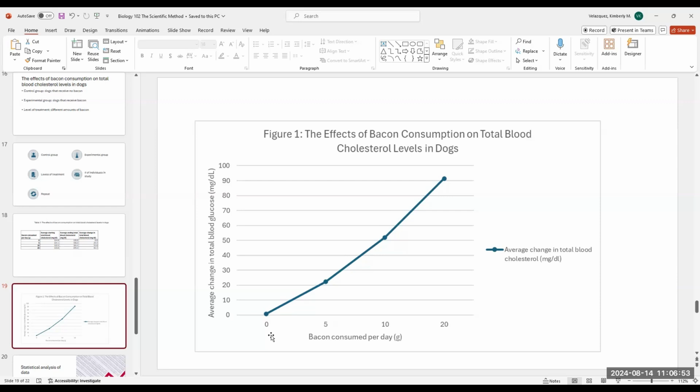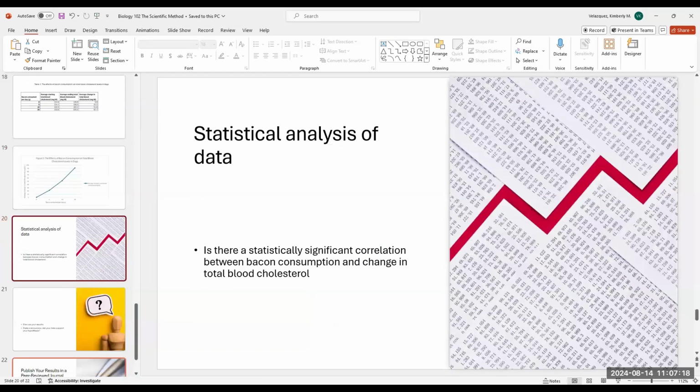And with this, you can automatically see, oh gosh, as the amount of bacon consumed per day went up, the change in total blood cholesterol went up as well. And you can see there's a legend over here that tells you what that line means. And then, of course, we can look at this visually and see that it increases, but is that change really significant? We only know that if we do statistical analysis of our data. So is there a statistically significant correlation between bacon consumption and change in total blood cholesterol level? We would have to run statistical analysis to know that.